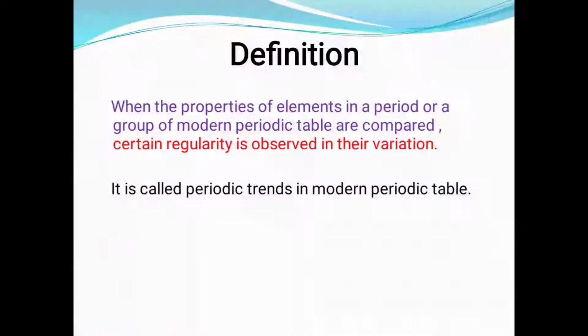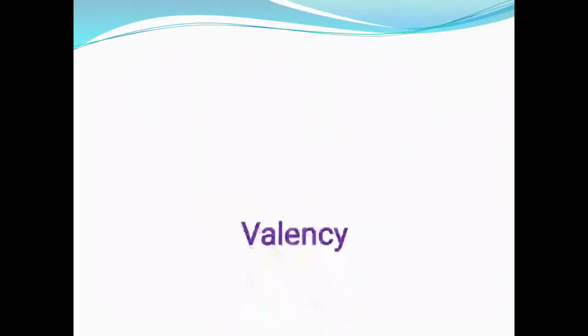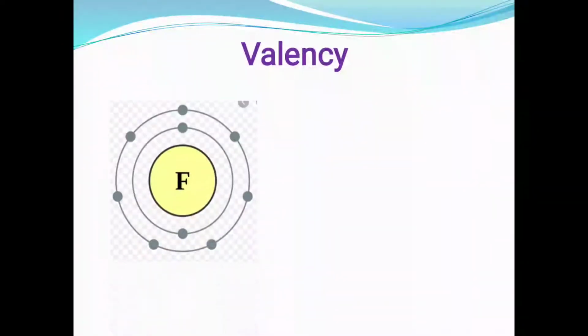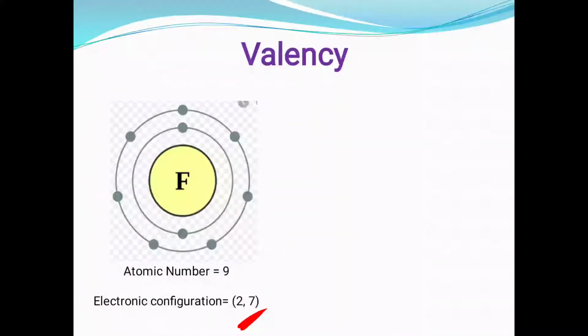Okay, in this video we will discuss the valency of elements. So let's first recall valency. We have learned about valency in our last grade. To just recall it, we will take some examples. First example is fluorine. Its atomic number is 9. Electronic configuration is 2, 7. Fluorine has 7 electrons in its outermost orbit.